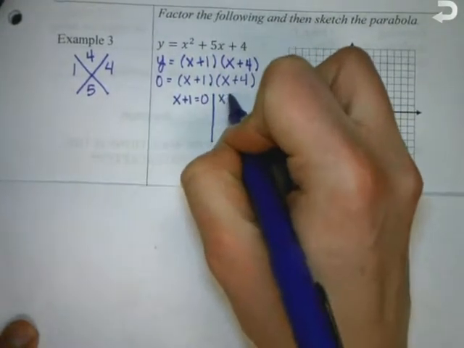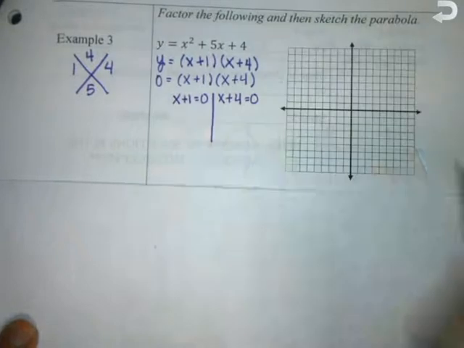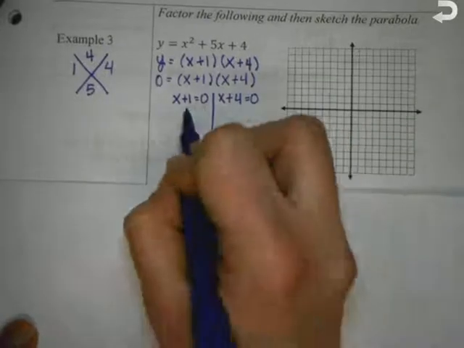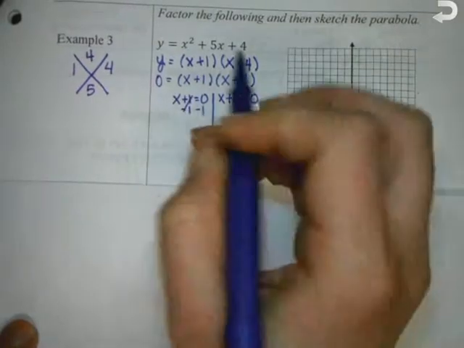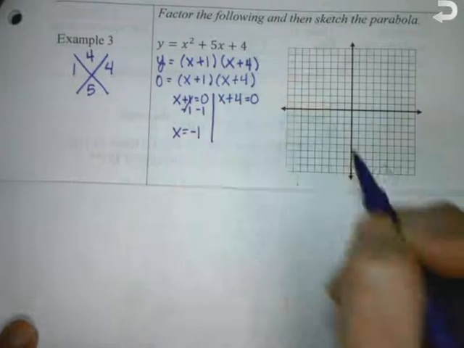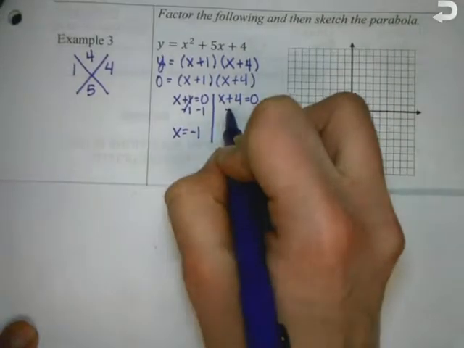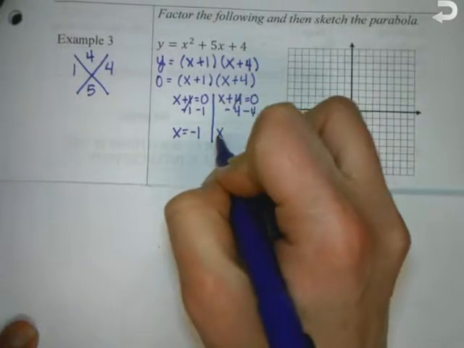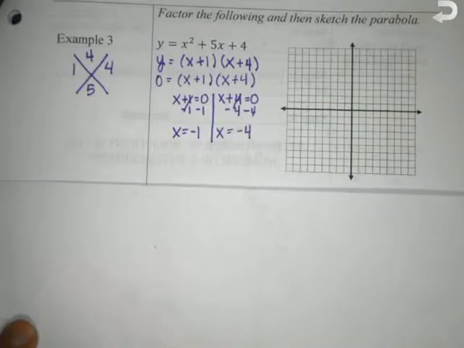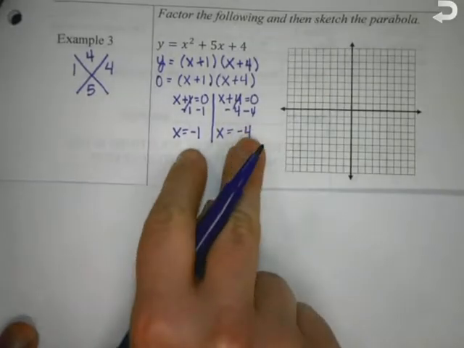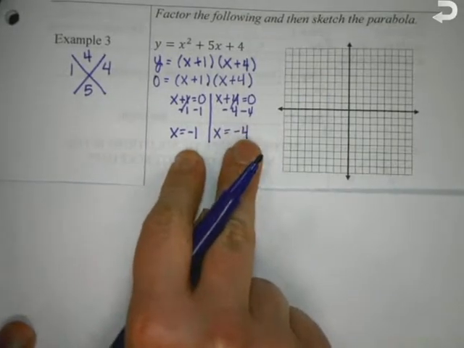Left hand side, subtract 1, so x equals negative 1. Right hand side, subtract 4, so x equals negative 4. Question, are these x-intercepts or y-intercepts? x. So let's graph those. There's a negative 1 and a negative 4. This is also a skinny one.